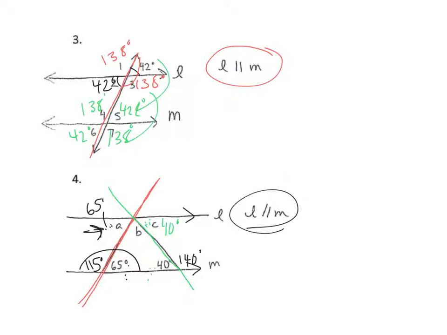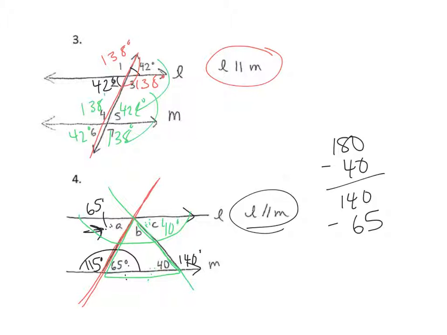There are two ways you can do it. Maybe you know that a triangle adds up to 180, so you could do it that way. Or you could do it this way: this adds up to 180. So I do 180 minus 40, which is 140, minus 65, which is 85 degrees. So B is 85 degrees.